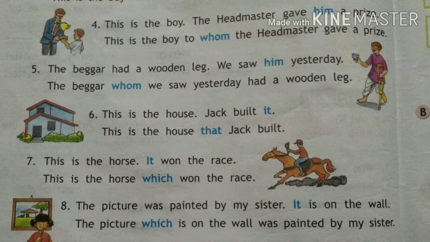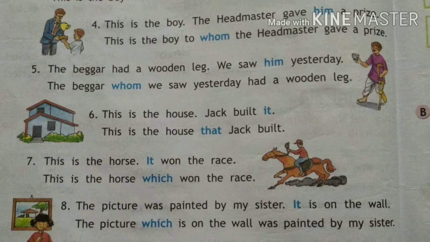The fifth one: the beggar has a wooden leg. We saw him yesterday. So again we join this sentence with a relative pronoun whom, and we write it as: the beggar whom we saw yesterday had a wooden leg. So again over here, whom is doing two things. First of all, it is joining both the sentences, and it is used for the noun beggar that goes before it. So just before that relative pronoun we used, we have the noun beggar, and this whom is talking about the beggar.